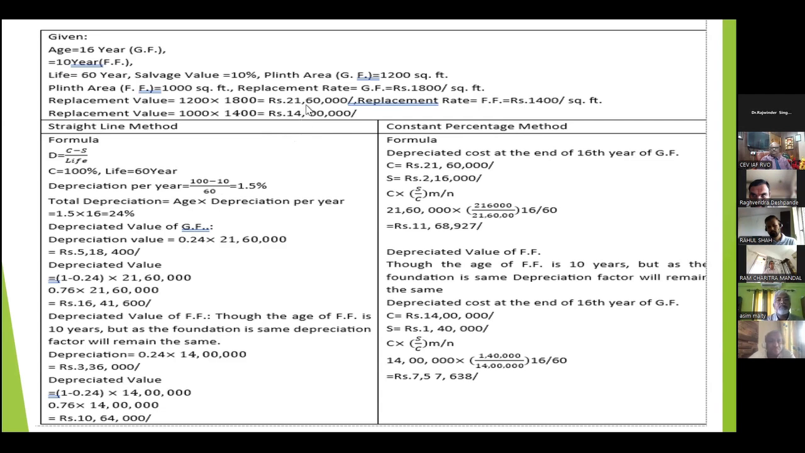See here, if we are talking about ground floor, replacement cost is 21,60,000. So 24% of 21,60,000 is 5,18,400. So either you subtract 5,18,400 from 21,60,000, or you can say 24% has depreciated, which means remaining value is 76%. So you can do anything.